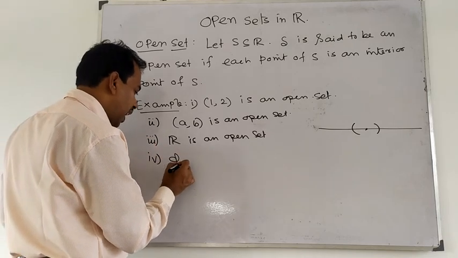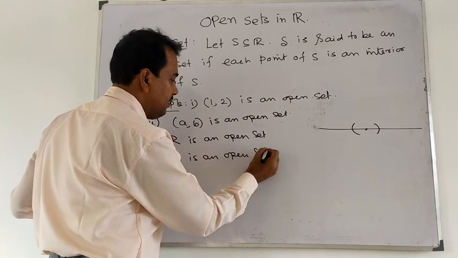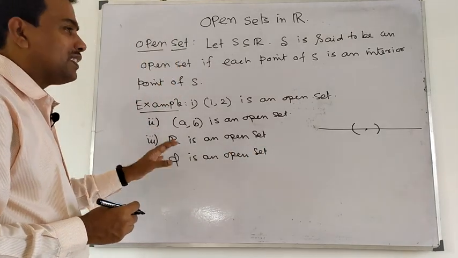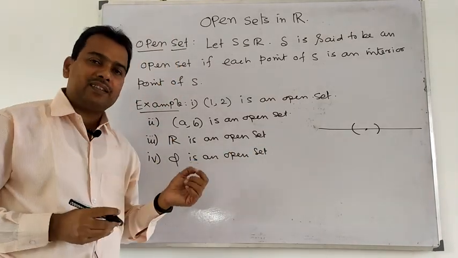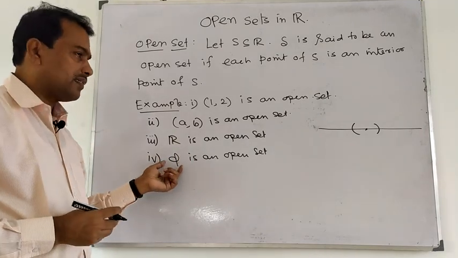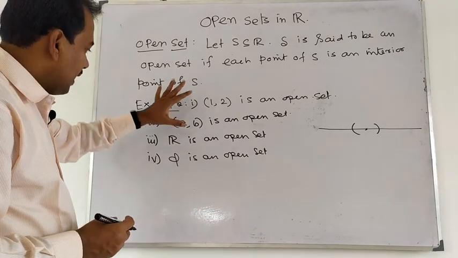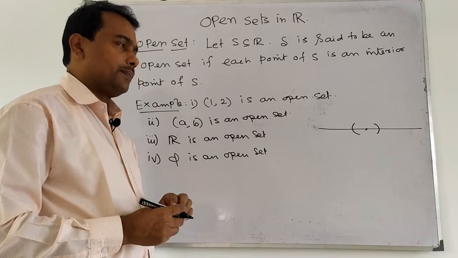Fourth, phi is an open set. Since the empty set has no point, we can consider each point of this set to be an interior point. Since it contains no point, it is an open set. So these are examples of open sets.